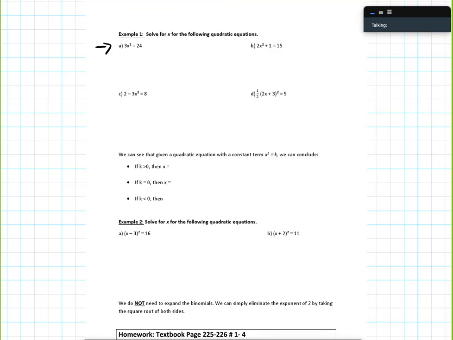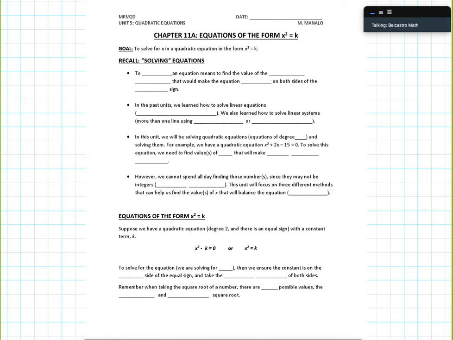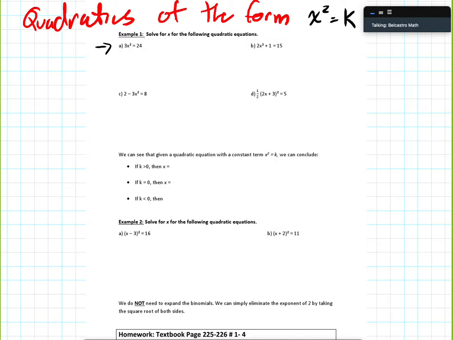Okay. We're going to quickly look at solving quadratics of a specific form. They're writing them as x squared is equal to k, I believe. Let's jump back one page. What you have here is they want you to solve for x in the following questions.